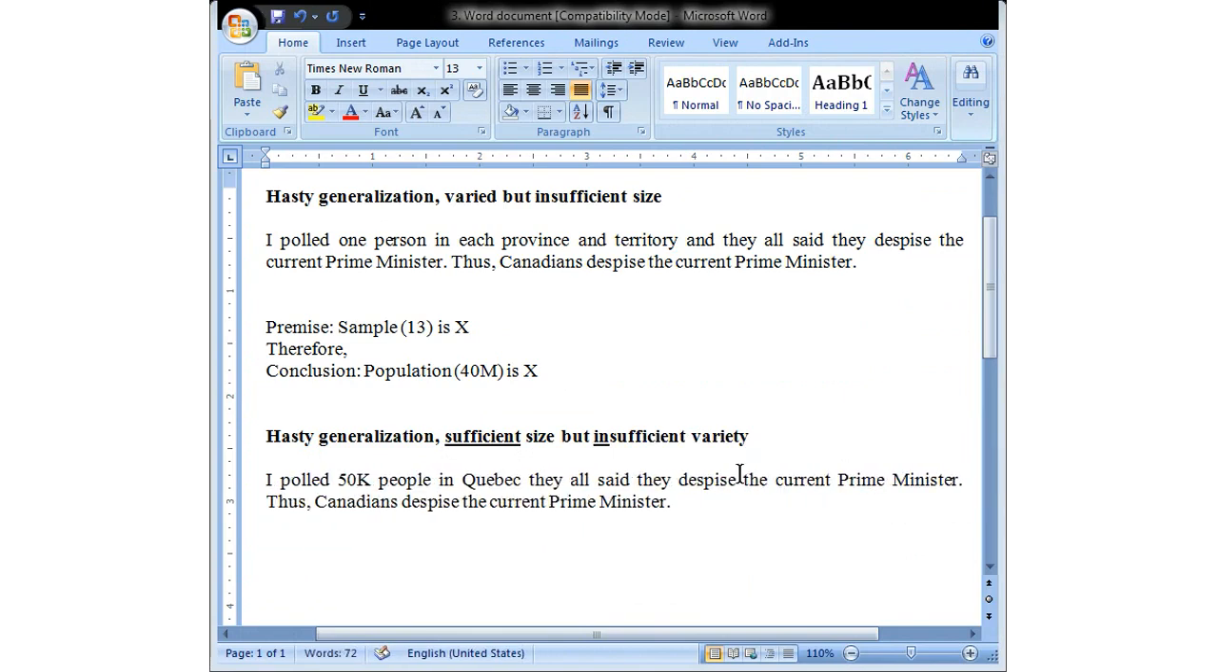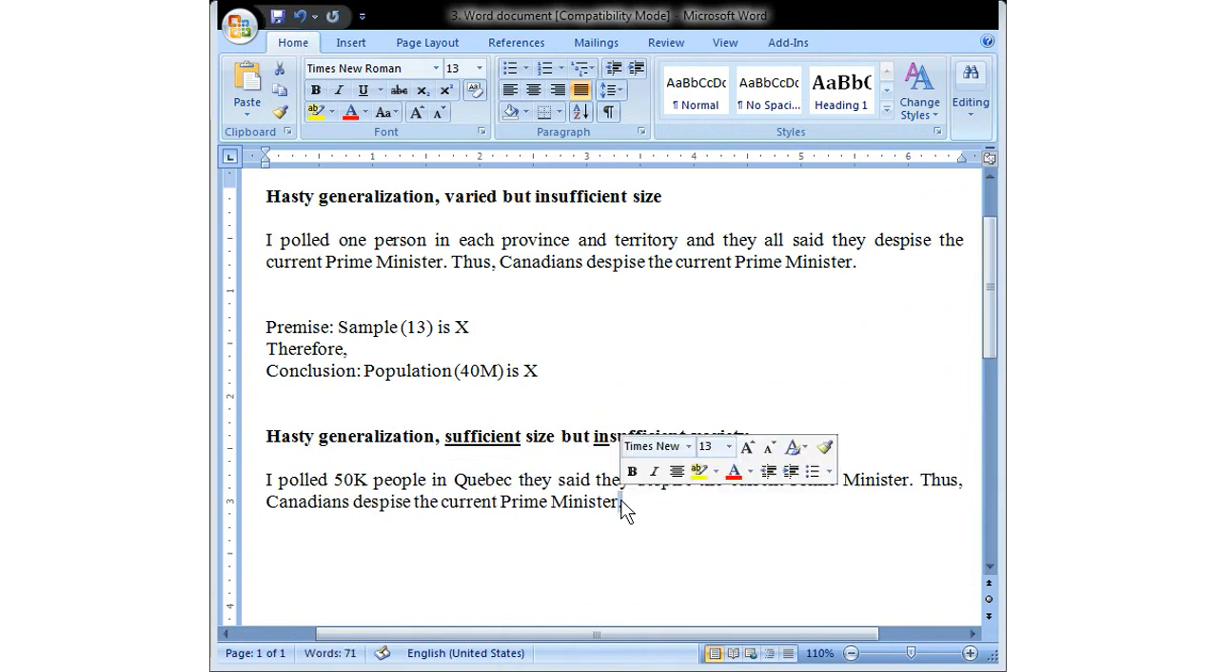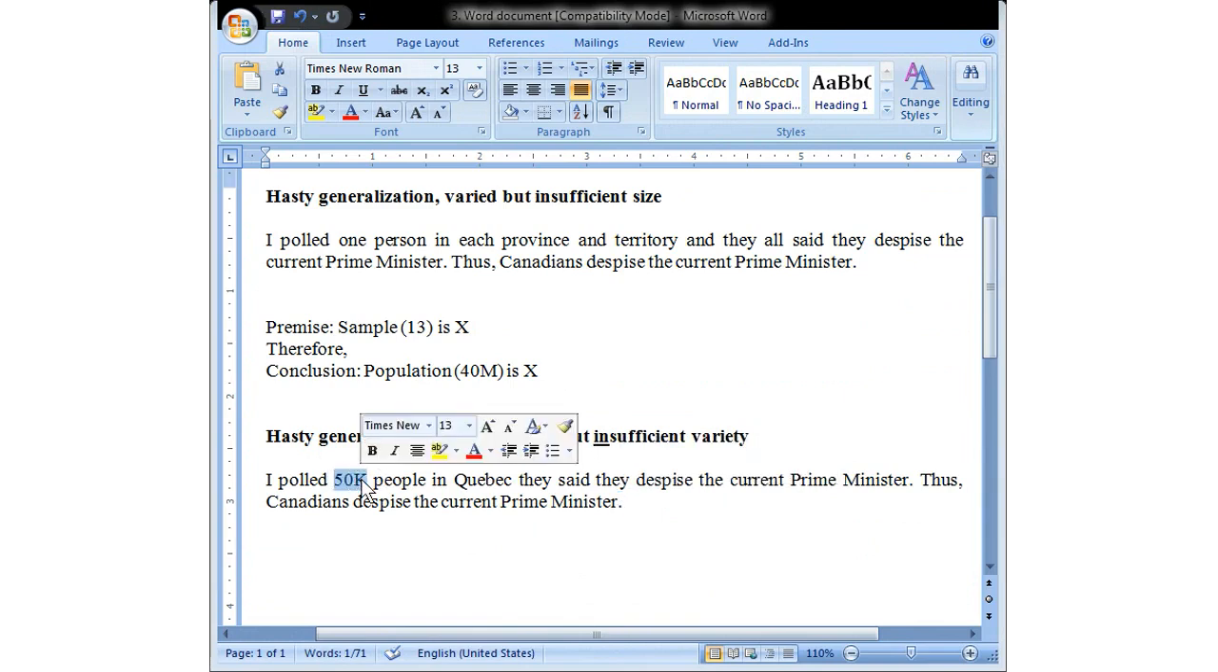50K people in Quebec, and they say that they despise the current prime minister. Thus, Canadians despise the current prime minister. Or if you want, you can have fun and put Alberta, but pick one province. I've polled 50K people in Quebec, and they said they despise the current prime minister. Thus, Canadians despise the current prime minister. Again, you see here, the size is definitely fine. This is a big size. That's 5 times what would be a standard poll.